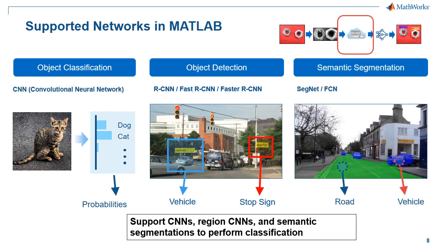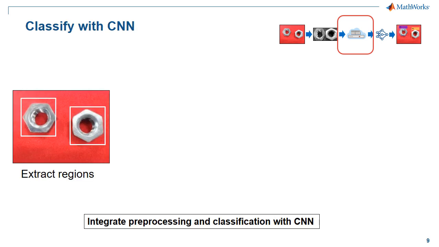And finally, the third type is semantic segmentation. At a pixel level, it can tell you what that pixel represents in terms of objects. So here it can identify the green parts of the road, and the blue pixels represent different types of vehicles. We can go through and identify the trees, the sky, different buildings, and things of that nature. So broadly speaking, there are these three types of deep learning networks that MATLAB supports.